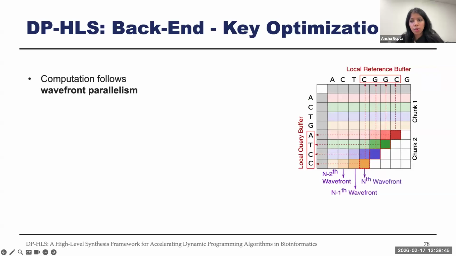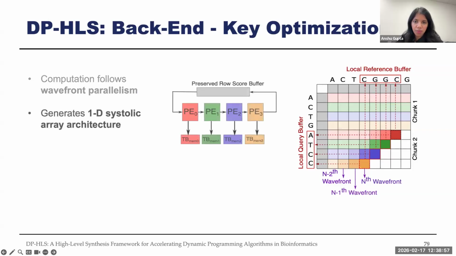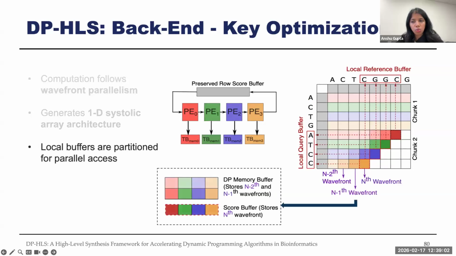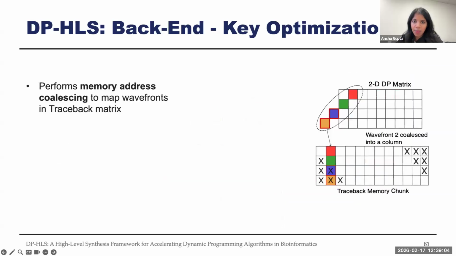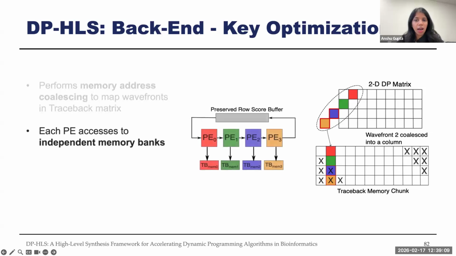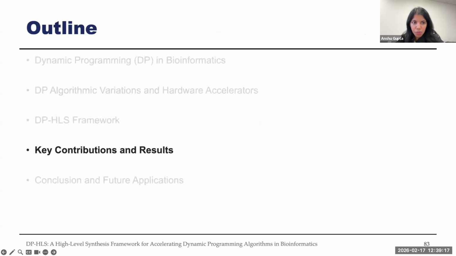Now I'll talk about the backend optimizations, which are hidden from the end users, as they encapsulate various HLS directives that do not require user modification. So DP-HLS performs fine-grained parallelism in the backend. Score computations are performed in a chunk-wise fashion, which eventually generates 1D systolic array architectures. Now, all the local input and output buffers are partitioned for parallel access. And for the traceback logic as well, DP-HLS performs certain optimizations, such as memory address coalescing and independent access to memory banks by each processing element to ensure parallelized execution. So now we know about the details of DP-HLS.